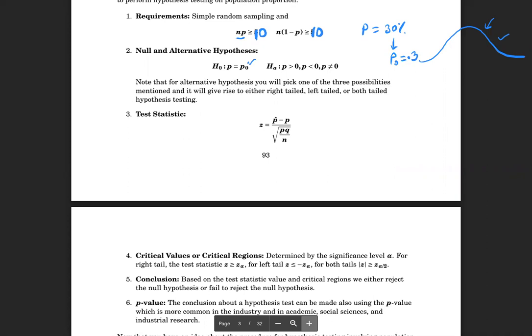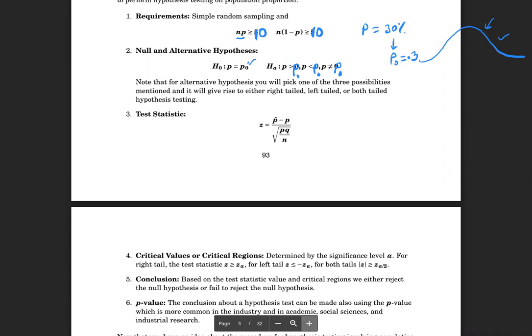And the alternative could be P is not P naught, sorry, this should be P naught. So there's a bit of a typo here, change it to P naught, okay? P is greater than P naught, P is less than P naught, and P is not equal to P naught. So these are the 3 scenarios for which we are going to do hypothesis testing.